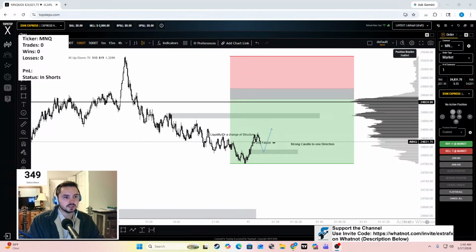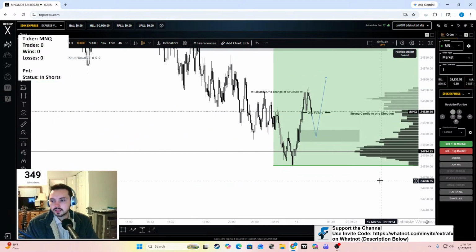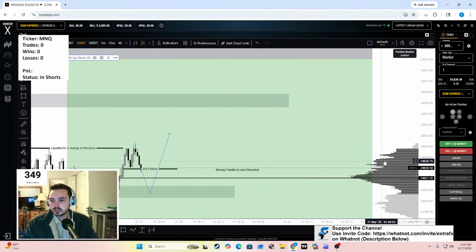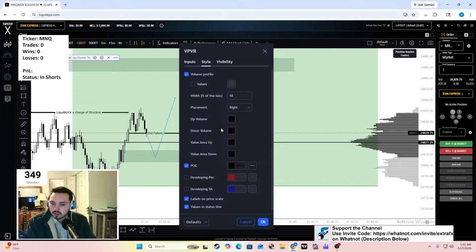Okay, so we're going to see. So that's one potential direction. Again, this is a fixed range, so we're just looking at where the liquidity is. I wish it would show me the value area up, value area down.